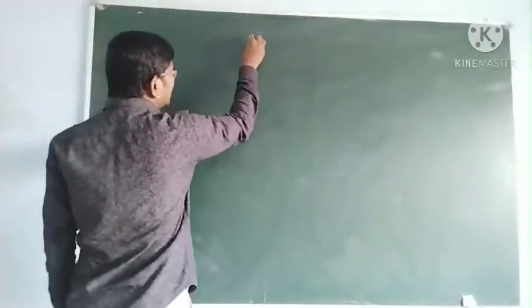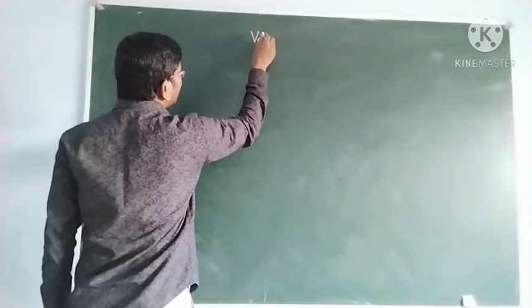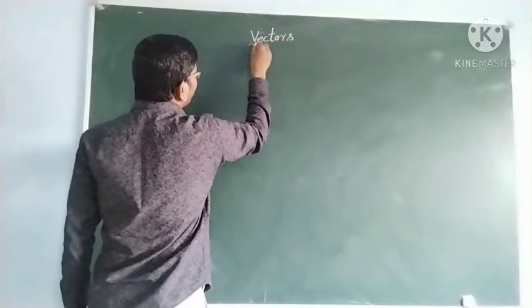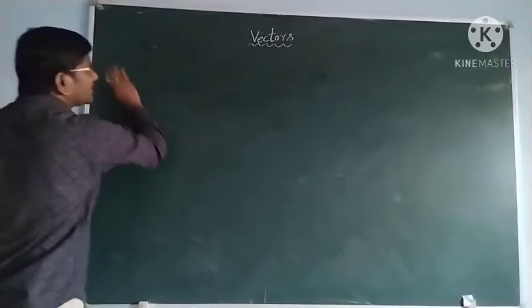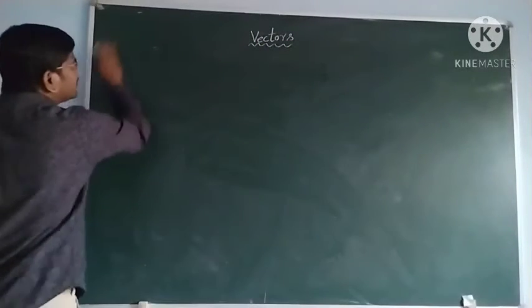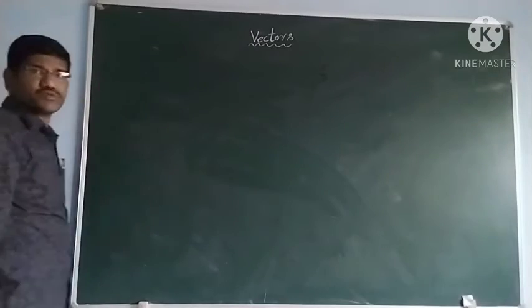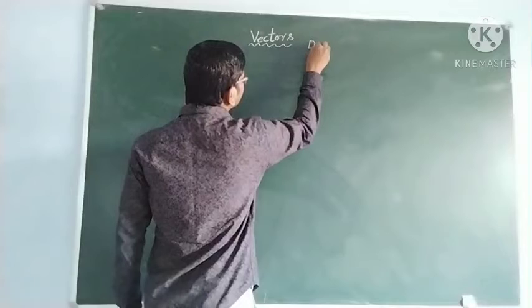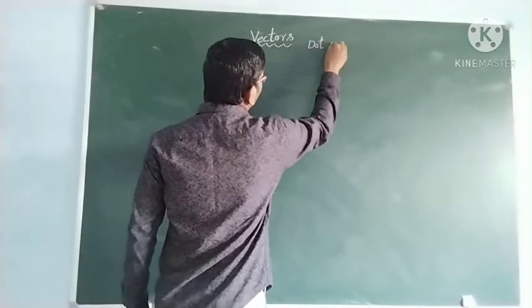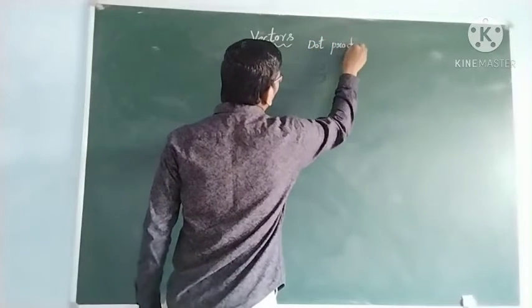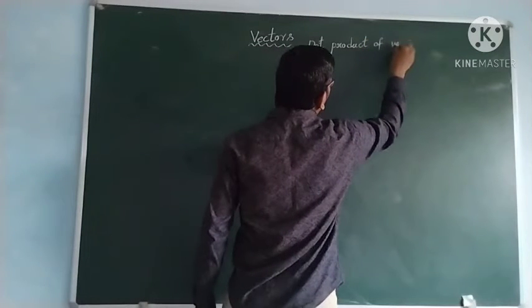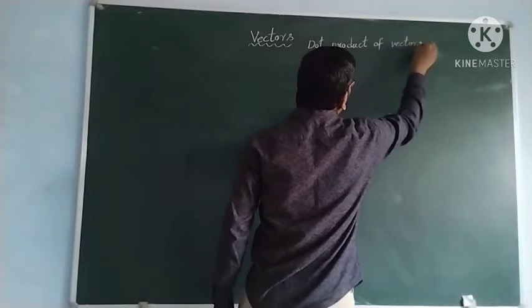Students, so now we can see the remaining points related to vectors, and we are learning. So what is the dot product in the vectors we are learning? The subtopic is the dot product of vectors.